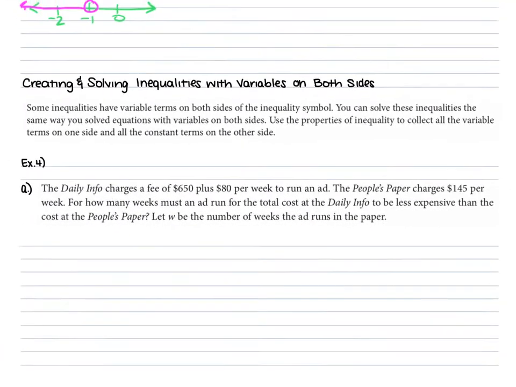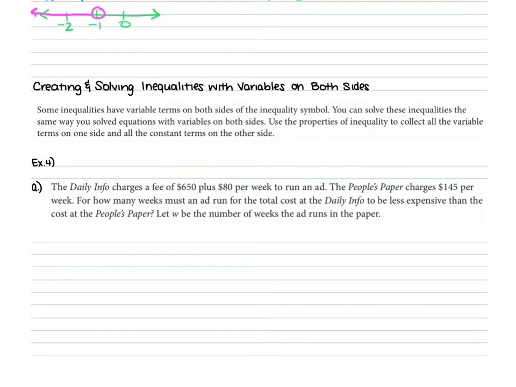Sometimes we are going to have these inequalities with variables on both sides. If we look at the next example, it says the Daily Info charges a fee of $650 plus $80 per week to run an ad. The People's Paper charges $145 per week. For how many weeks must an ad run for the total cost at the Daily Info to be less expensive than the cost at the People's Paper? Let W be the number of weeks the ad runs in the paper. So for the first one, we have $650 plus $80 per week. Then the second one, we just have $145 per week.